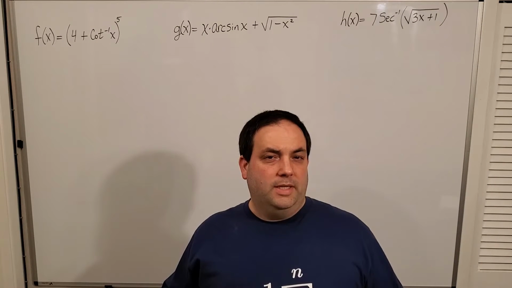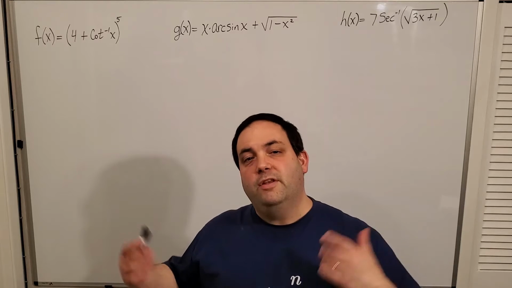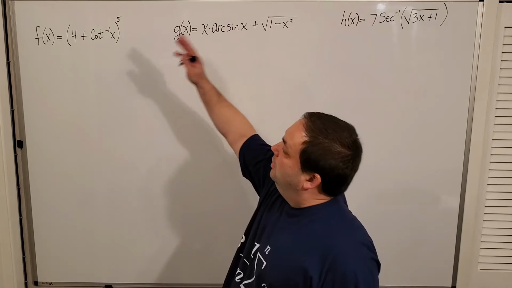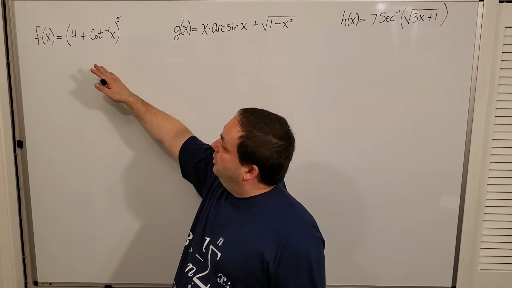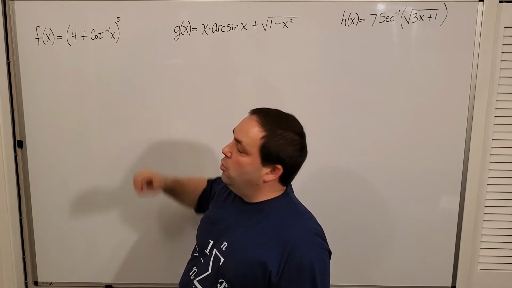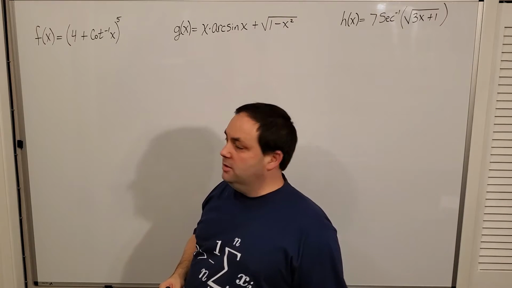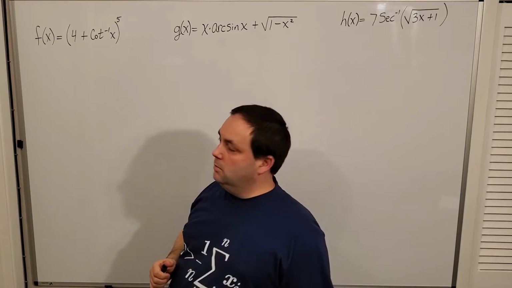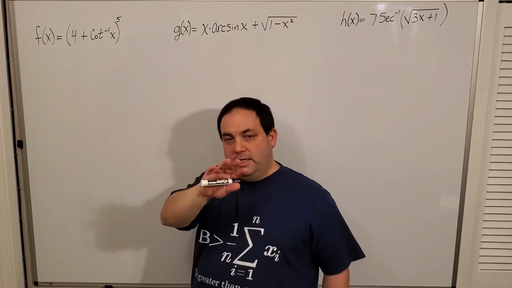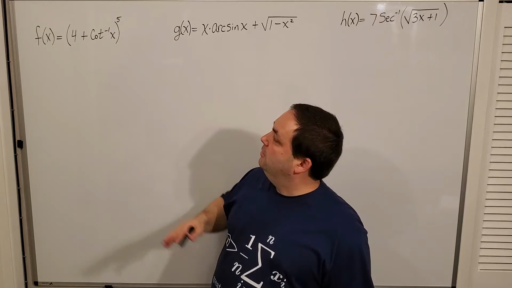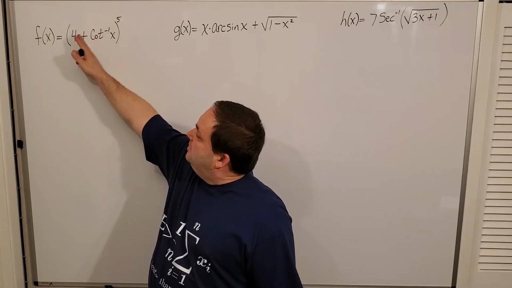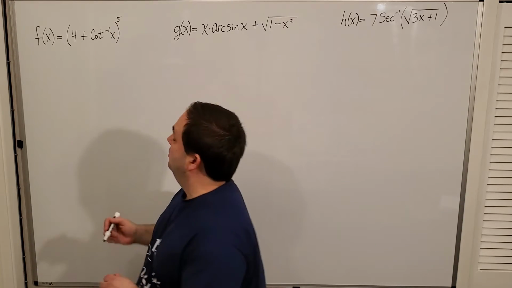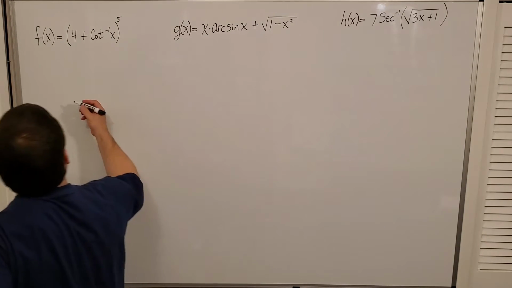Let's finish up with some examples of the derivatives of these inverse trig functions. So, let's start with f of x I've got over here: the quantity 4 plus inverse cotangent of x, all raised to the 5th. I'm hoping that you're seeing the chain rule that's going on here. I've got an inside quantity raised to the 5th power. Okay, so let's do our derivative.